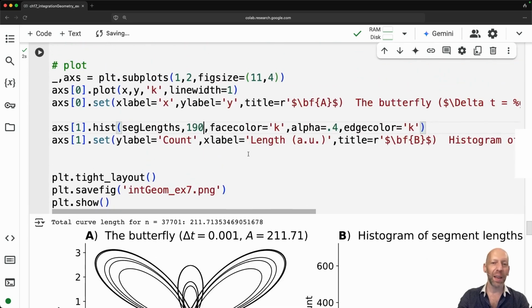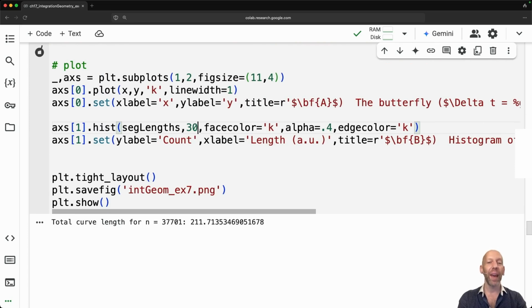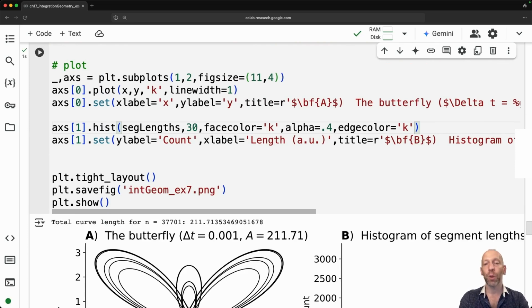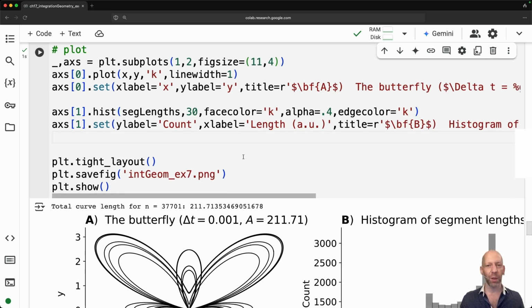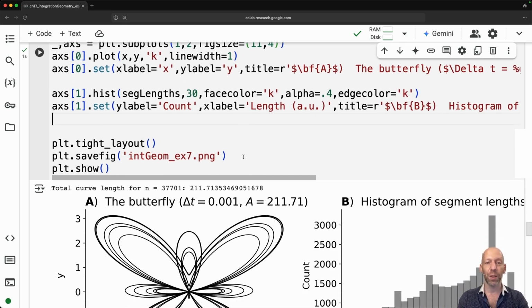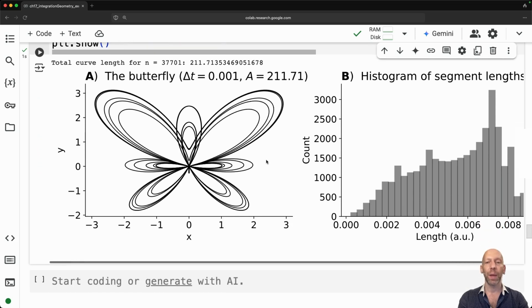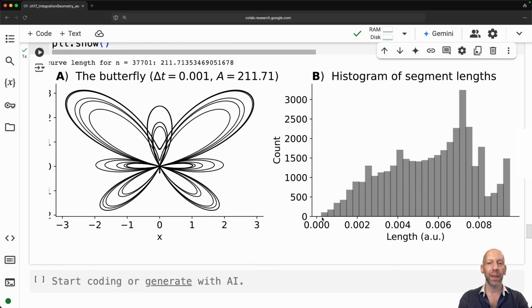So how exactly you pick an appropriate number of bins to create a histogram is a difficult question to answer. It depends on a variety of factors. It's something you would learn about in a course or book on statistics or machine learning. Okay, great. So what we can see here is that there are very few line segments that are really, really short lengths, and most of the segments have slightly longer lengths.